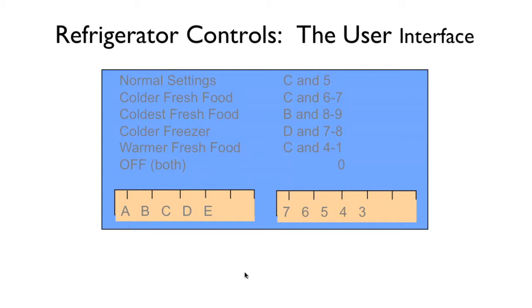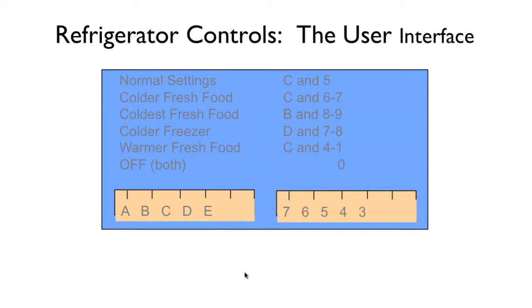So look at this picture here, and you can see they've made it quite helpful. They've got a little table that says the normal settings are C and 5. If you want colder fresh food, then you leave it at C and you change this to 6 or 7. If you want to make the freezer colder, you move it to D and you change this to 7 or 8. If you want warmer fresh food, then you make it C and move it to 4 and 1.